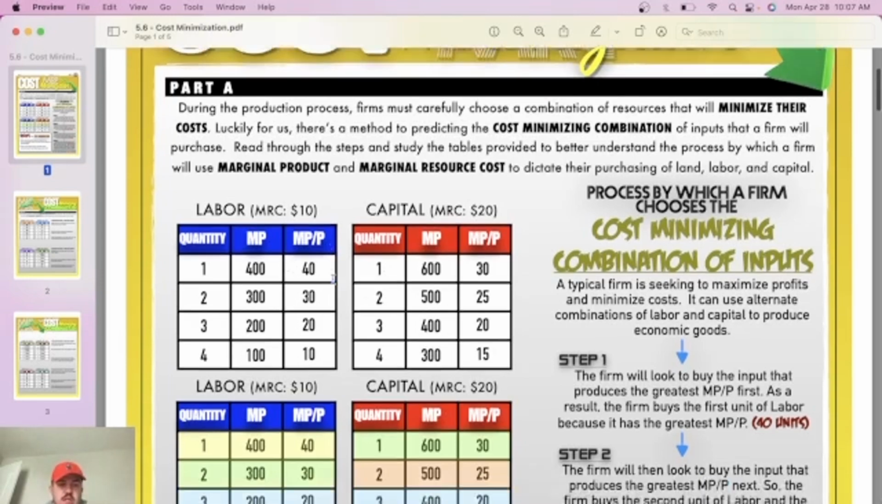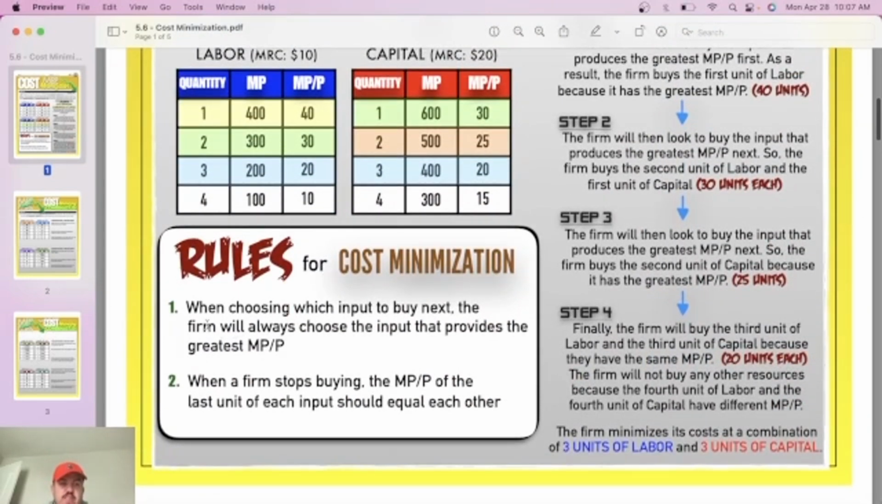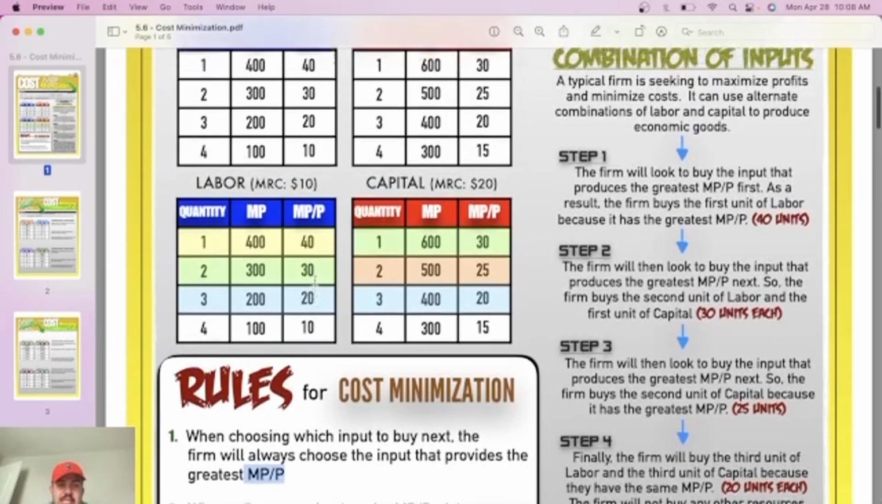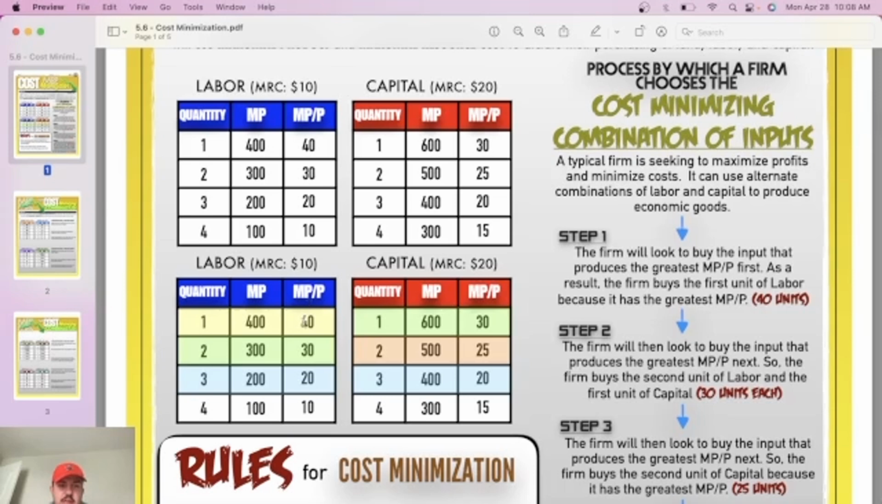Okay. Some of the rules that I think are important for us to note on 5.6. When choosing which input to buy next, the firm will always choose the input that provides the greatest MP over P, which we'll take a note of right here.